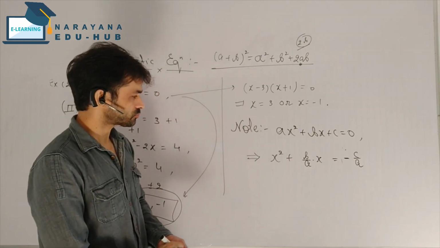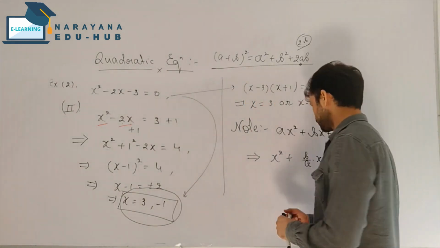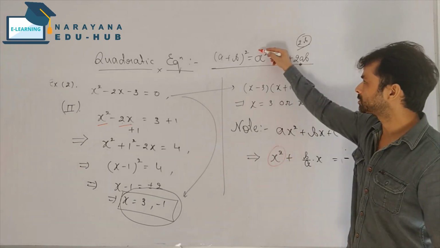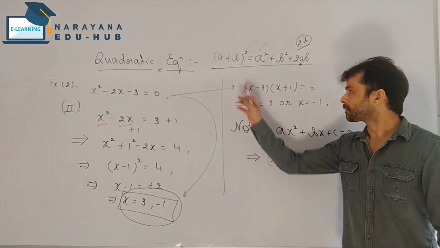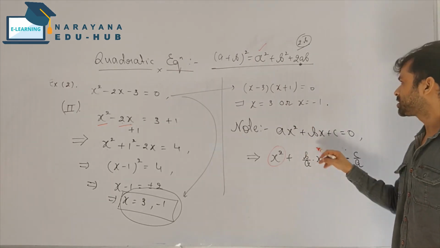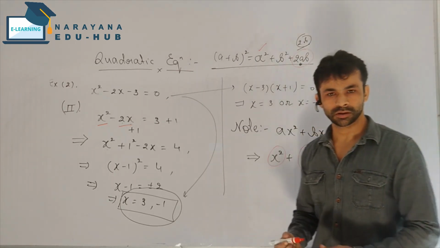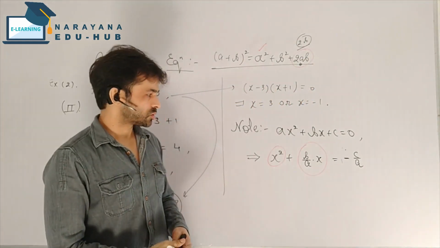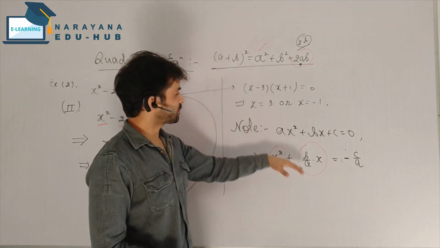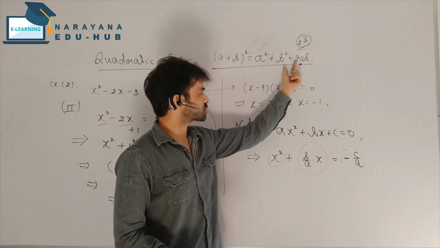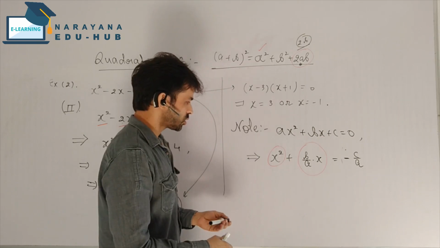Okay, now this is a square, right? Like this, a square, this is a square. So this b square term is missing, and this can be 2ab. So comparing with this formula, what is b square? For that we have to find b. So how will we find b?